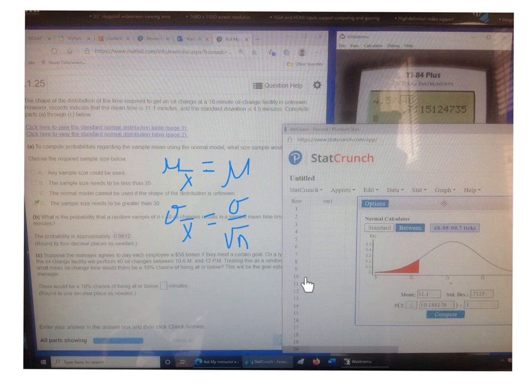It gives a nice graph. So 10% of oil changes will be done in less than 10.2 minutes. Hope this helps.